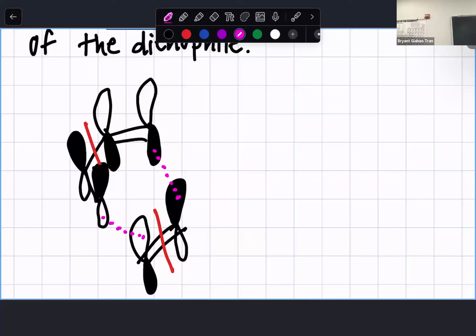Second double bond. Oh, it should be right here, but I shaded it in because of the orbital there. But it should be right there. Yeah.